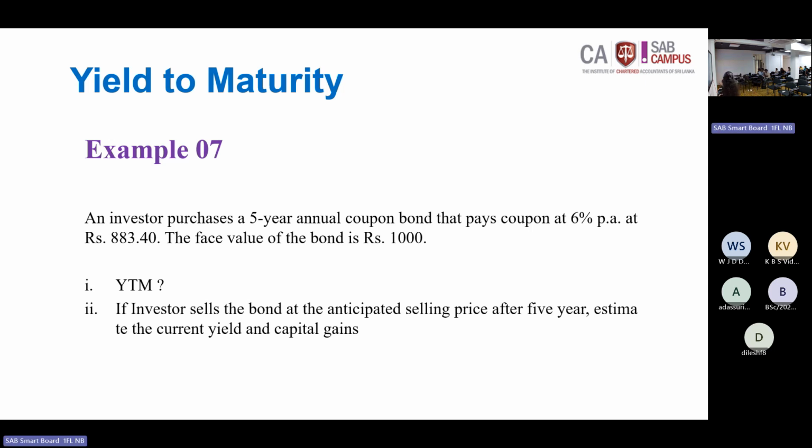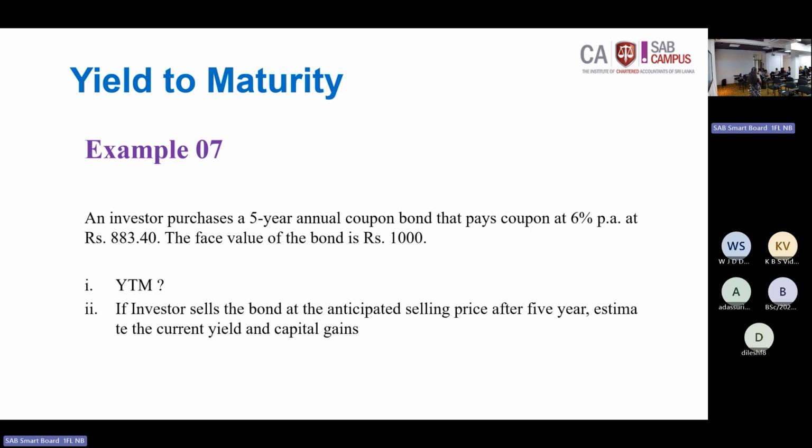Purchased for what value? 883.40. What is that? That is the purchase price. Currently trading at 883.4, which has a base value of 1000. 1000 is the face value, but we have acquired it for 883. Right. Calculate the yield to maturity. Now we can calculate regarding this question.